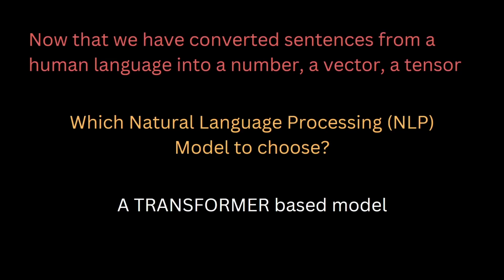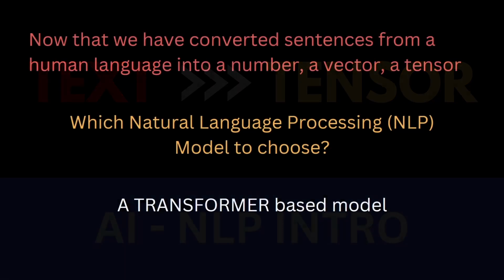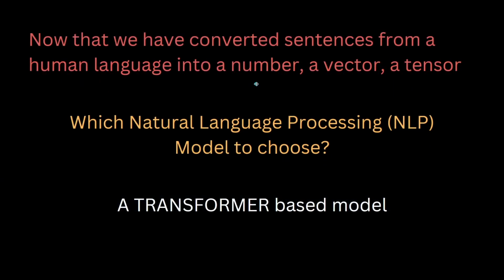Hello community! Last time I showed you that we have a look at the tokenizers and how we build our vocabulary based on a very specific domain knowledge. Now, in the second video, we have converted our human sentences from the human language into a number, a vector, a tensor, a high-dimensional representation of a vector space. So now we're here: which natural language processing model to choose?